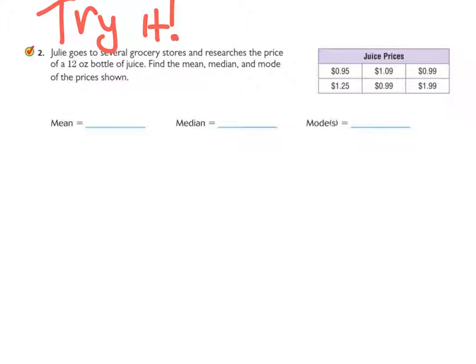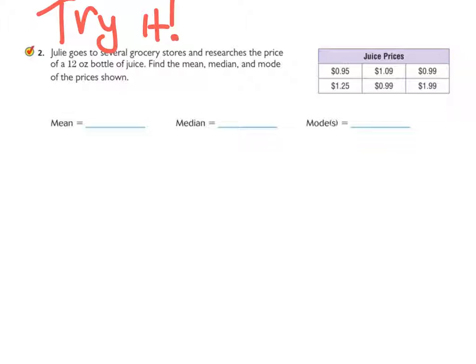Alright, here's your try it problem. I'll read it to you and then pause your video so you can do it on your own. Julie goes to several grocery stores and researches the price of a 12-ounce bottle of juice. Find the mean, median, and mode of the prices shown. Go ahead and pause your video.